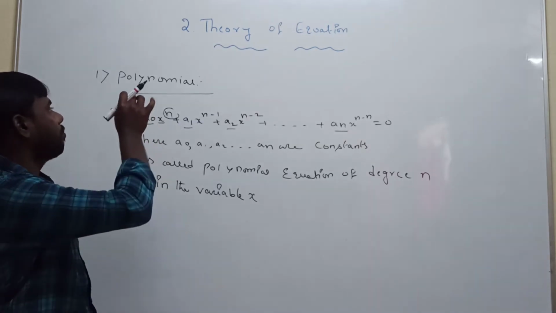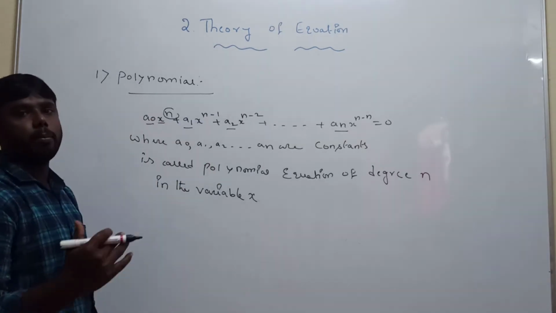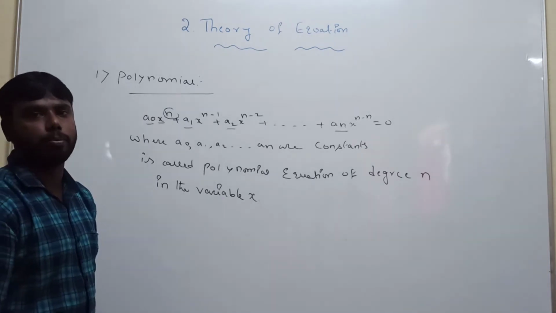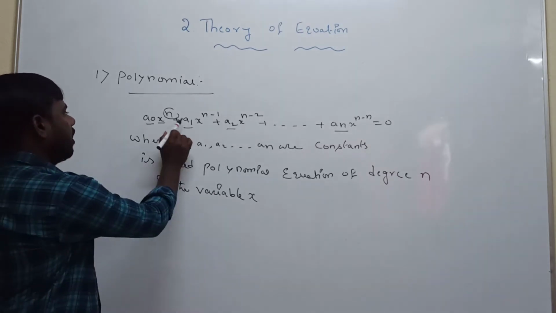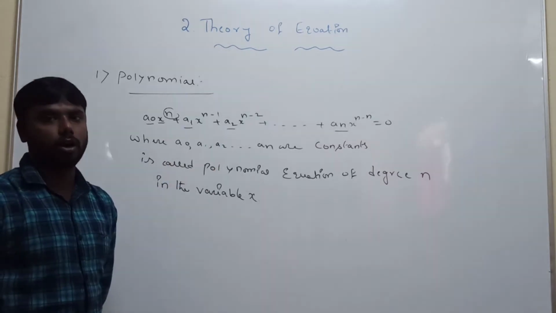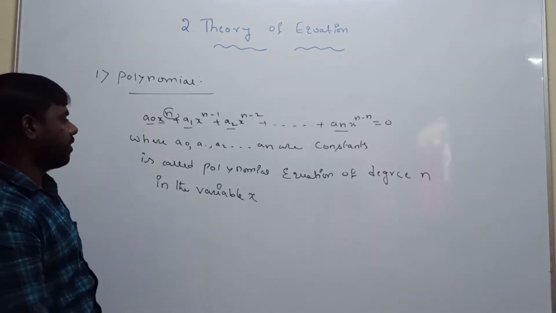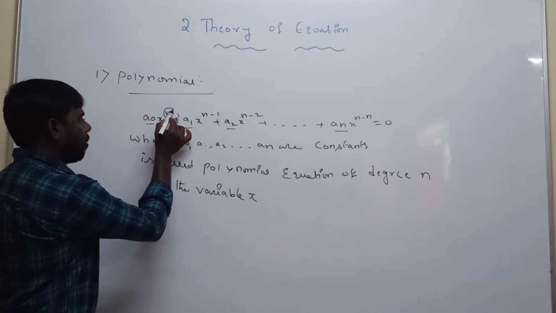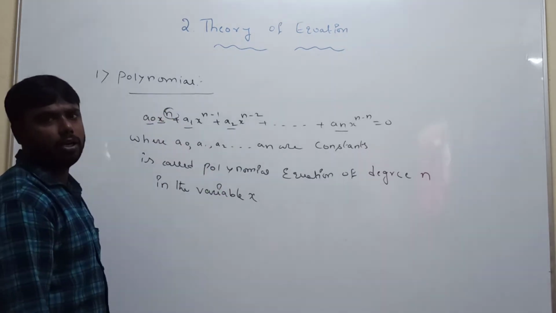What is the definition of a polynomial? It is an expression of the form a0 x to the power of n plus a1 x to the power of n minus 1 plus so on, plus an, is equal to 0, where a0, a1, a2 and so on are constants. It is called a polynomial equation of degree n in the variable x.